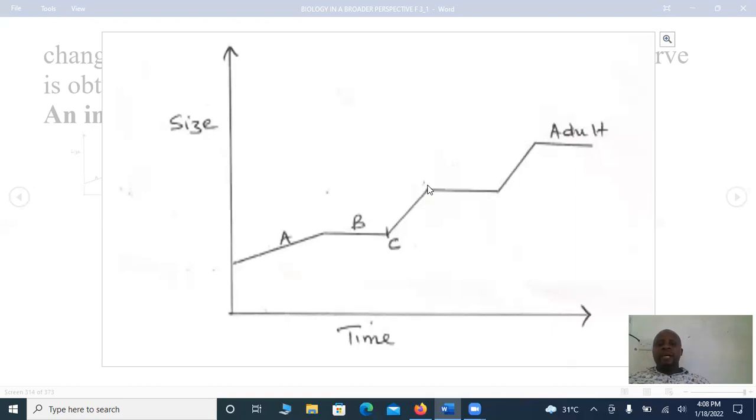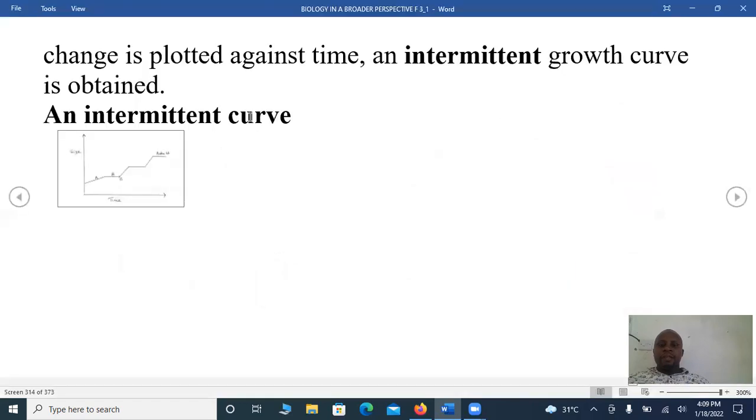Then when the exoskeleton hardens, the organism will stop growing for some time. At this particular point, molting occurs again. The period between one molt and the next is the intermolt or instar. So this here is our first instar, this here is our second instar, and this here is our third instar. Molting usually occurs at this point. Here the organism molted for the first time, and here it molted for the second time before reaching maturity. I hope you have understood the intermittent curve.